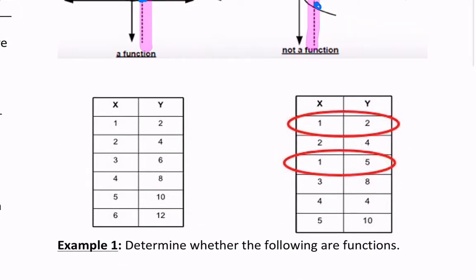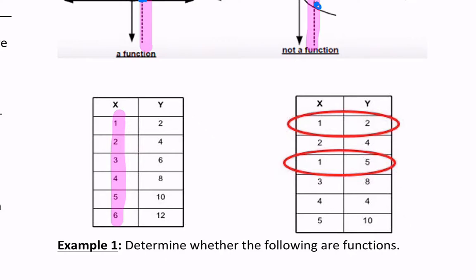All right, finally, what if we're given a table? Okay, so remember we look at the x's, no cheating x's, no repeating x's. So as you see, each of these numbers are different. So this one is a function, no repeating x's, no cheating x's.